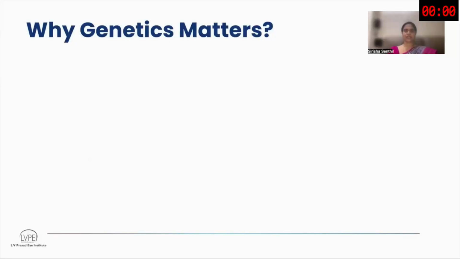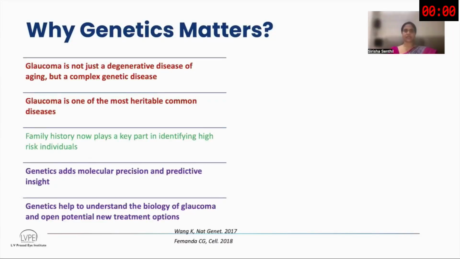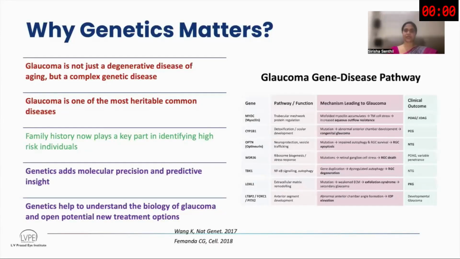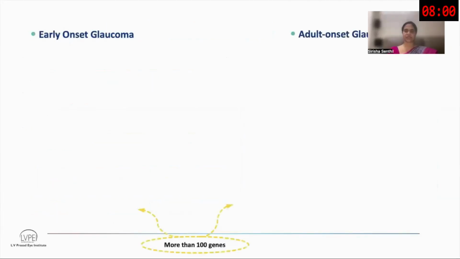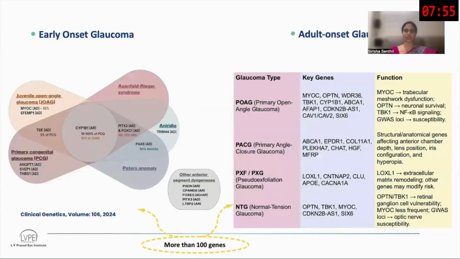So why genetics matters? It matters because glaucoma is one of the most heritable conditions that we see and genetics definitely adds molecular precision and predictive insight to the patients that we treat. We also need to understand that there are several gene disease pathways that are known, and more than 100 genes are known both in early onset glaucoma as well as adult onset glaucoma today.